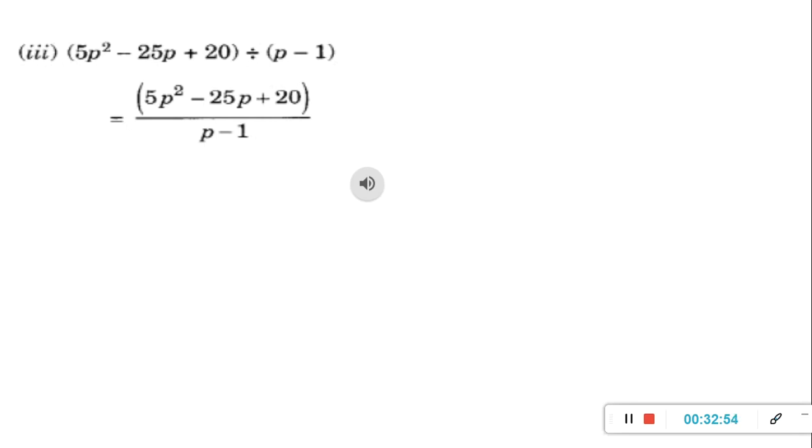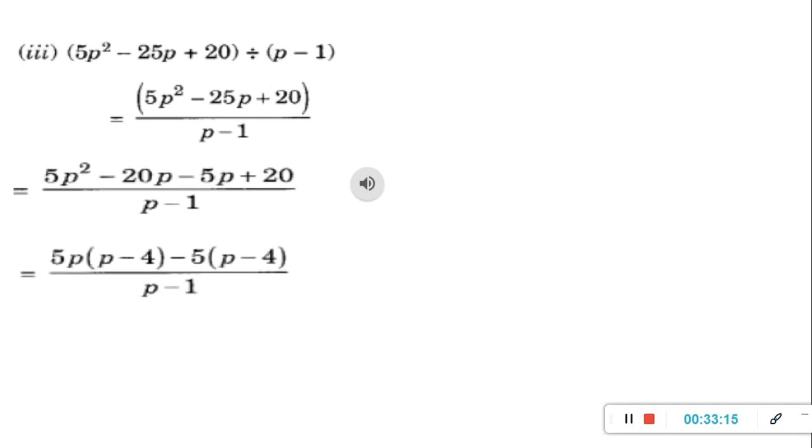Now you can factorize that. 100 can be written as 20 into 5. Same way, 25 can be written as 20 plus 5, right? So like that we can factorize it. So 5p square minus 20p minus 5p plus 20. From this we can take 5p common. Now p minus 4 is inside. In the second group we can take minus 5 common. So p minus 4 is inside, divided by p minus 1.